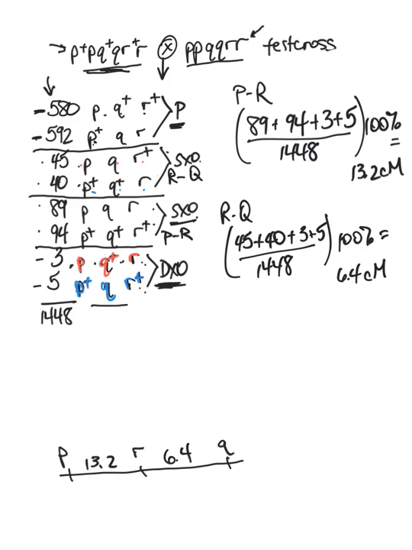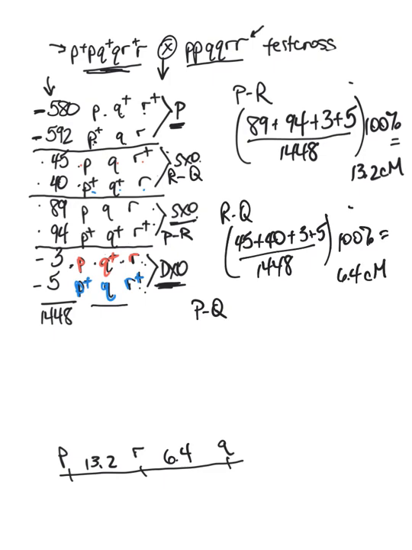To get the third distance, between P and Q, I could just rely on the fact that the map is additive and take 13.2 plus 6.4. However, if I did either of these calculations incorrectly, then I'm never going to know it. On the other hand, if I calculate the P to Q distance from my data independently, then if I did a math error up here or up here, I could catch it.